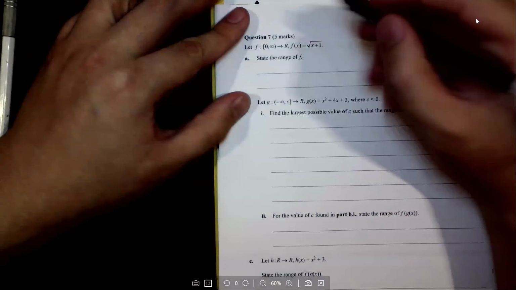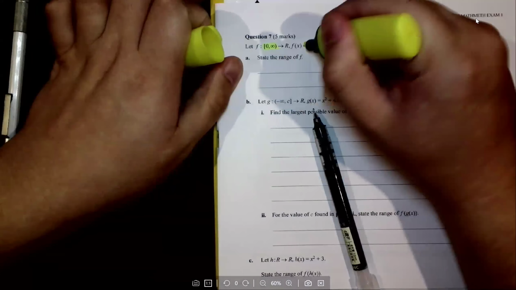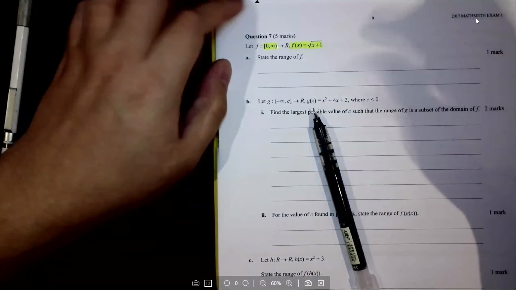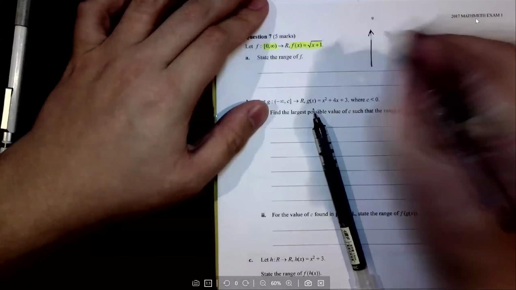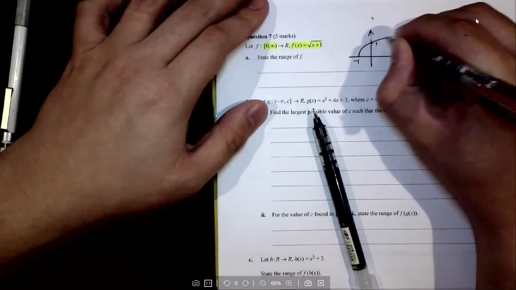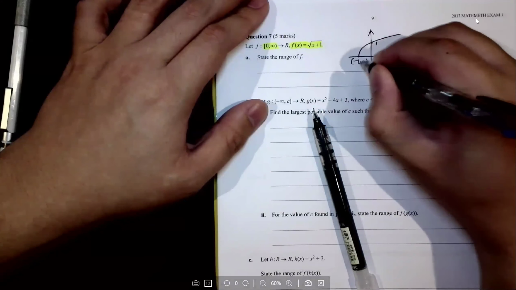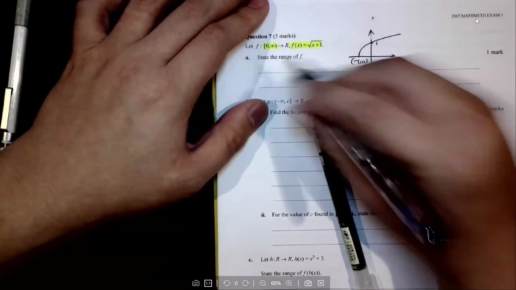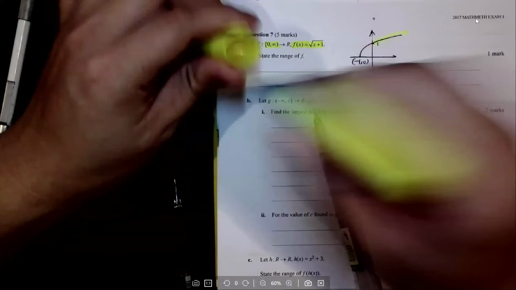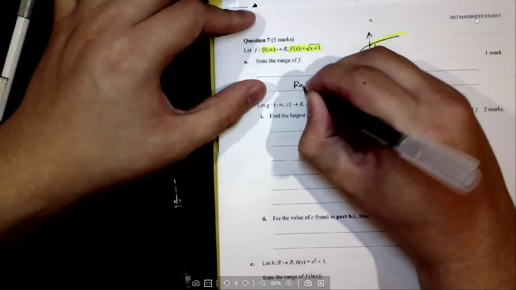Question 7. Always notice the domain restriction for any function or graph questions. Like this f of x is a square root function. If I just look at the full picture, it's a square root function translating the y into the left. So for maximal domain it's from -1 to infinity, but we only have 0 to infinity. That means we can only take from here to infinity. So therefore, the range is actually 1 to infinity.